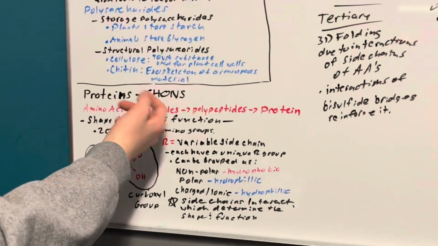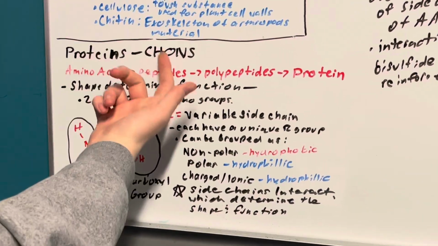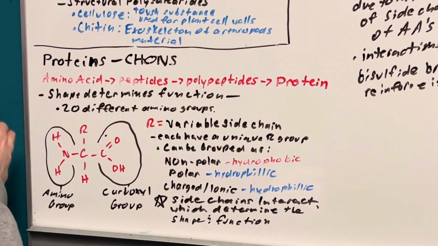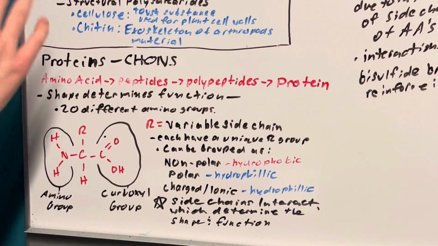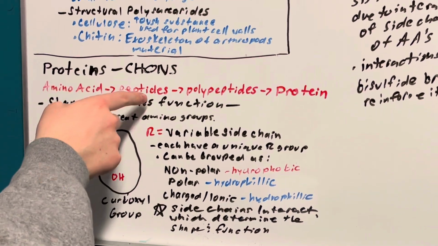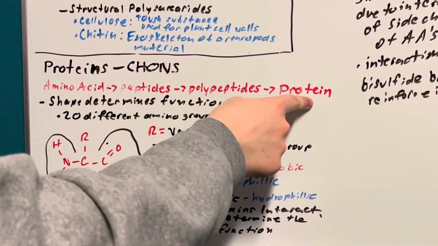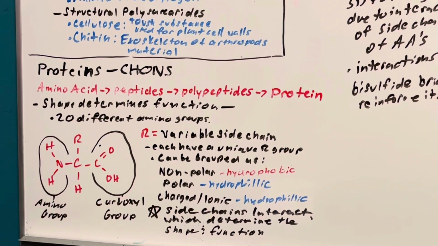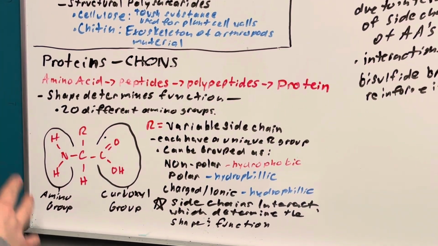And now we're on to proteins. Proteins are made of carbon, hydrogen, oxygen, nitrogen, and sometimes sulfur. It goes from amino acid to peptides to polypeptides to a full protein. And a protein's shape always determines function. There are 20 different kinds of amino acids.